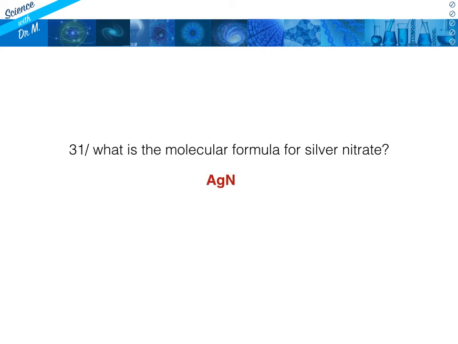The answer is AgNO3. Okay, that's the end of the quiz on the common molecular formulas you should know for your GCSE higher tier.